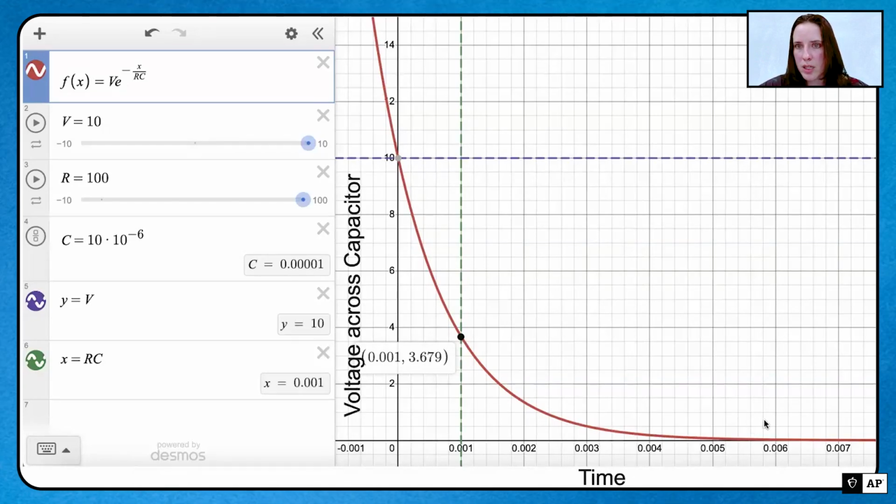It's going to empty. If I make my lovely little Vmax horizontal line and my RC time constant vertical line, I can see where those intersect again. And at that time, 1 millisecond, or my RC value, I have 3.679 volts left, or about 37% of my max voltage, which means I lost 63% of my max voltage. So 63%, that's the number to remember.